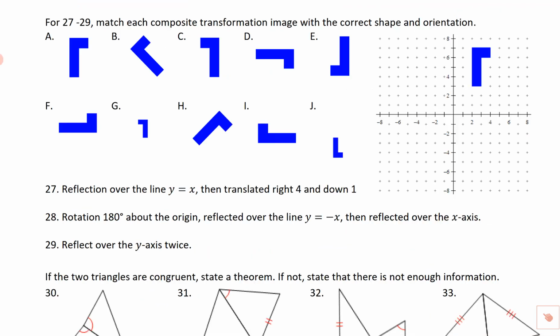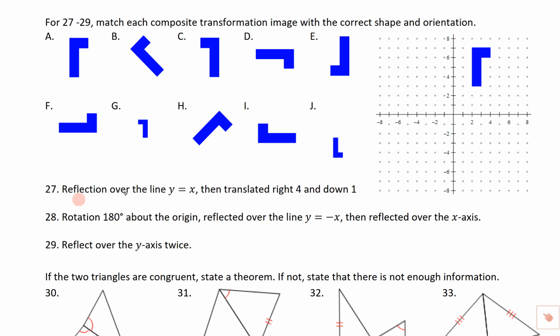Okay, so on this last page, on 27 through 29, we've got a lot of these figures again where you need to match each of these composite transformation images with the correct shape and orientation. So here's our pre-image over here, and then we're asked to do a couple of these composite transformations and then figure out which one of these would be the right one. And clearly we've got a whole bunch to choose from and only 3 problems, so we're going to have some extras here. So let's take a look at number 27.